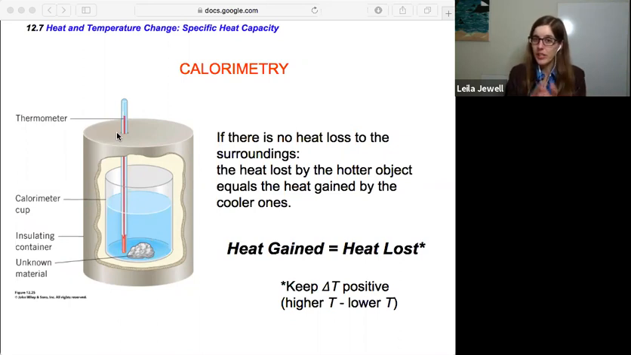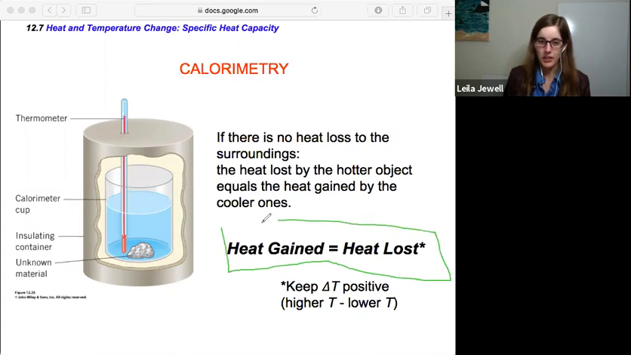If you're able to truly isolate it from the surroundings so that you don't lose heat to the surroundings, then if you heat up this unknown material, the heat that it loses is going to be equal to the heat gained by everything else, by the calorimetry cup and the liquid like water. This is a key equation that we'll be using in this chapter, that the heat gained is equal to the heat lost. We'll see this in action in just a moment.